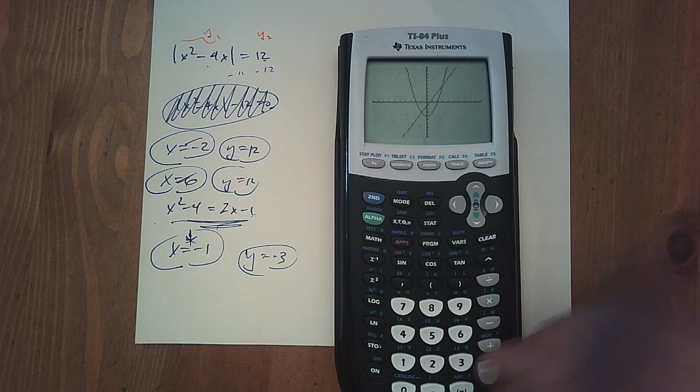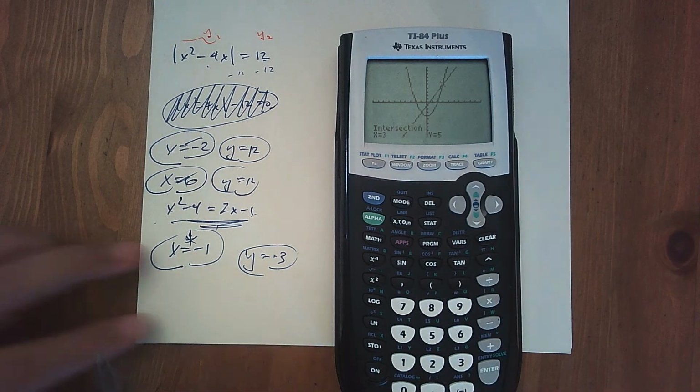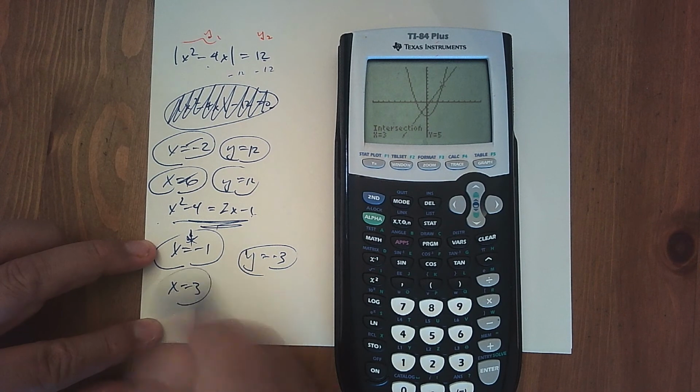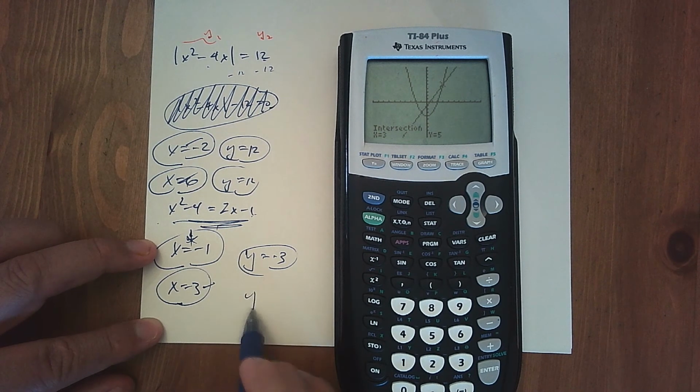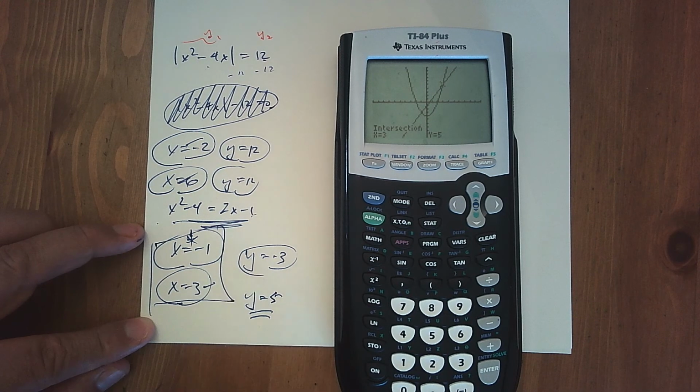Right? Ask for a guess. I just press enter one more time, and it's giving us that x equals 3. Right? So there's the solution. It even tells us what y is equal to if we're interested in that. But there's the two values of x that would make that equation true.